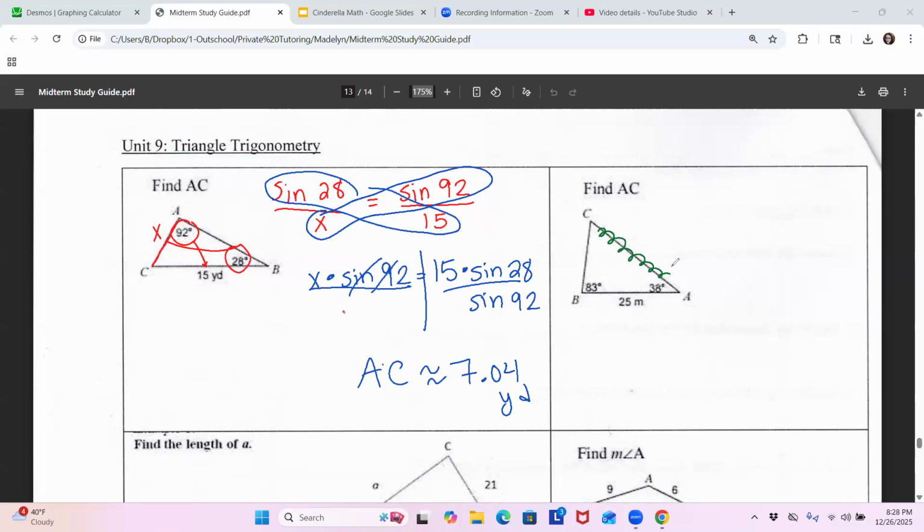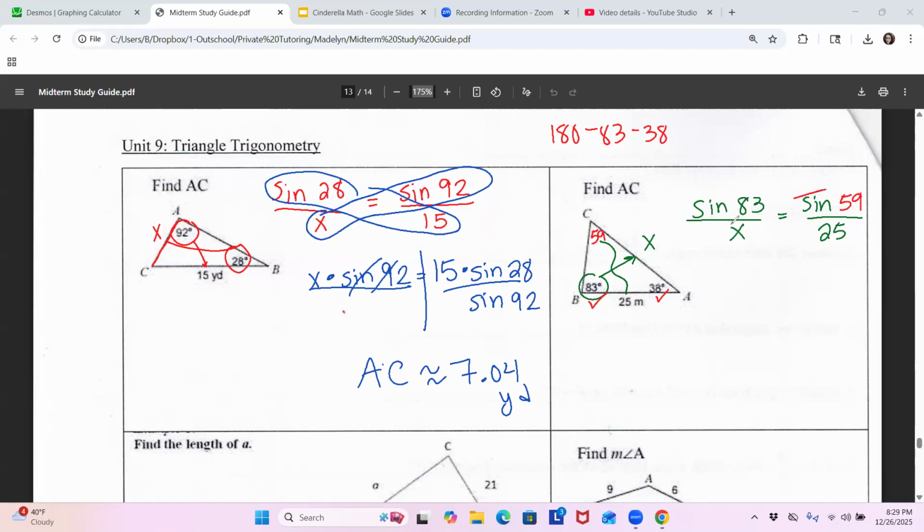Find AC. So right here, let's call that X. So I'm going to say sine 83 over X equals, and then we need this angle, and then over 25. So sine of whatever big C is. Remember from geometry that all triangles have to add up to 180. So I'm going to do 180 minus 83 minus 38, and that'll get us what angle C is. So just in your calculator, 180 minus 83 minus 38 is 59. So angle C is 59.